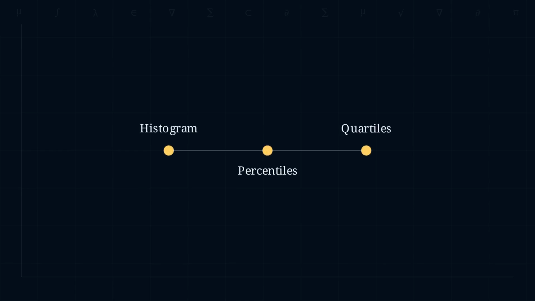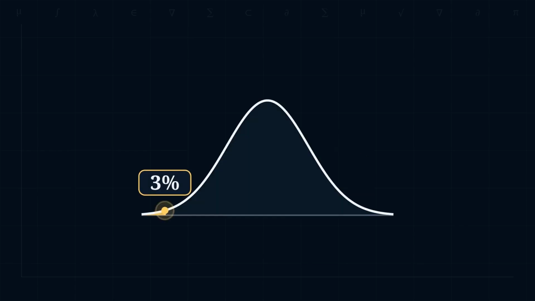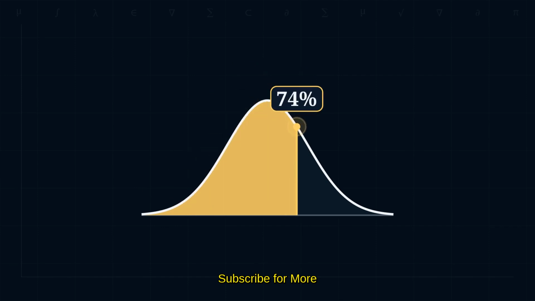Next, we move to percentiles and quartiles, where you actually stand in any distribution, so you can place any value inside the shape you now know how to read.